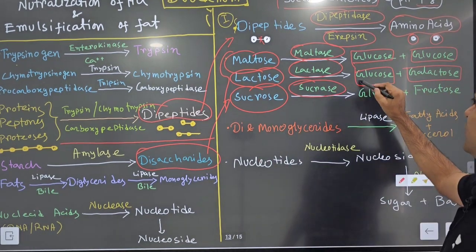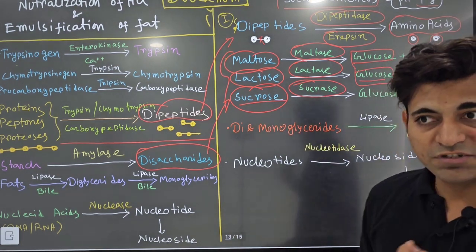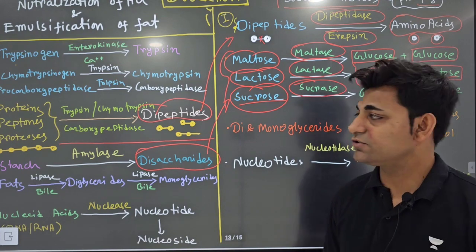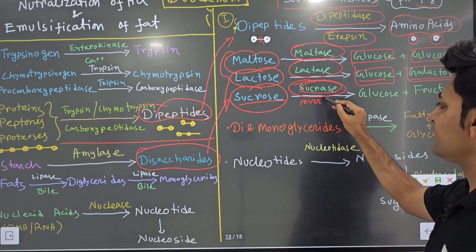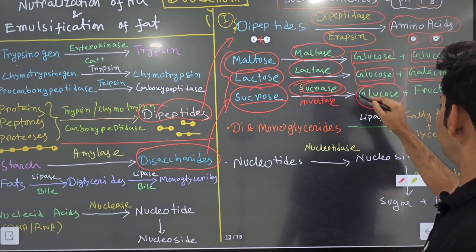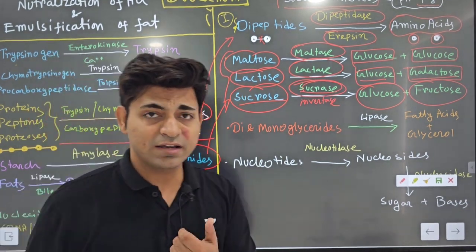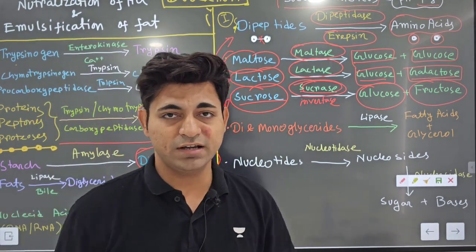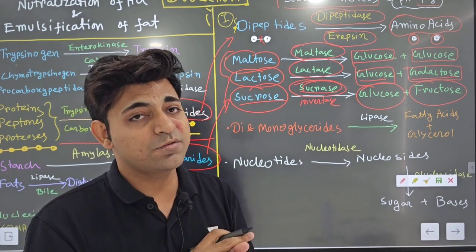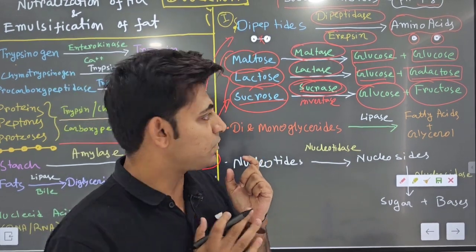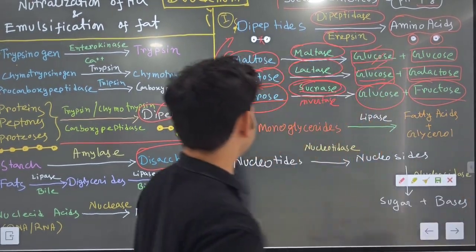So lactose will be broken down into glucose and galactose, and ultimately sucrose, which is abundant in sugarcane juice, will be broken by sucrase or invertase, and you will get glucose and fructose. One glucose, one fructose. Remember, sugarcane, we consider that as a fruit only, na? So when you break down the carbohydrate of sugarcane, sucrose, you will get one glucose. One glucose is common for everyone. And another thing is fructose here.